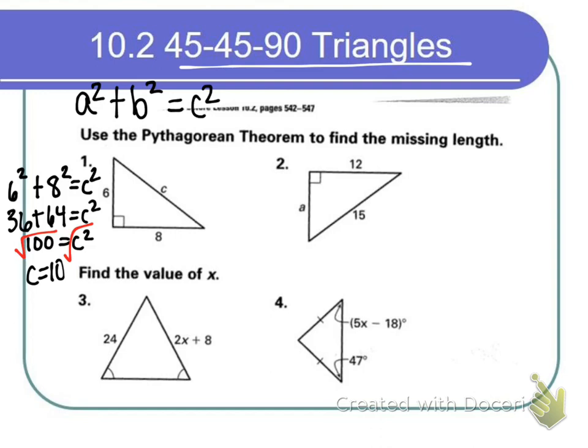Number 2, we have the same type of problem. This time, which variable do we not know? A. So we leave A squared plus. What goes in for B? 12 goes in for B. What goes in for C? 15. All right, somebody already said 12 squared is 144. What about 15 squared?